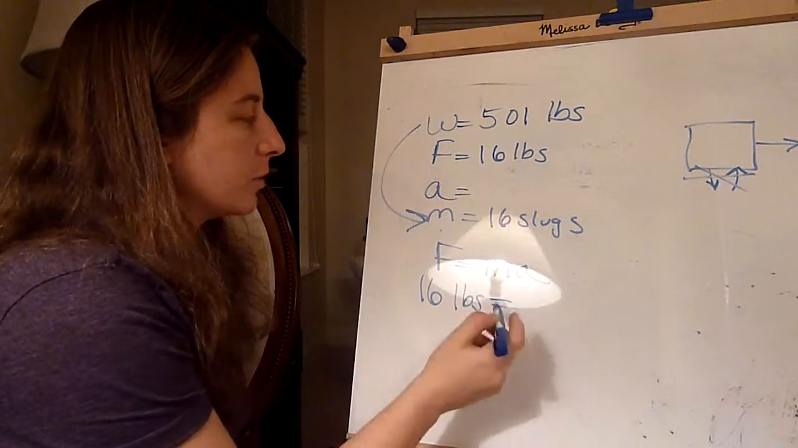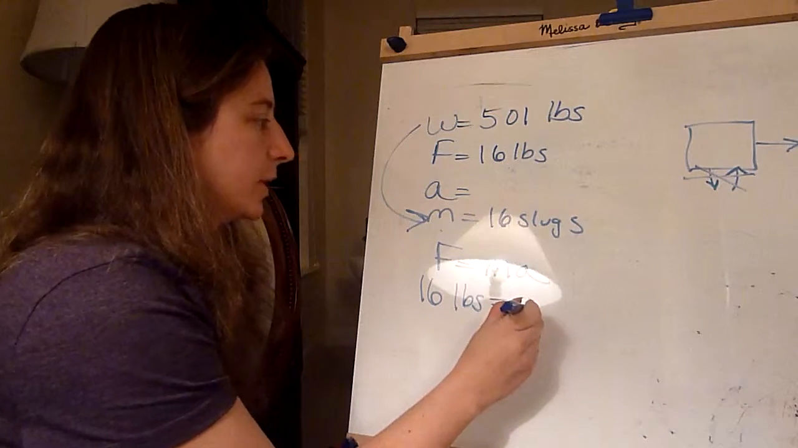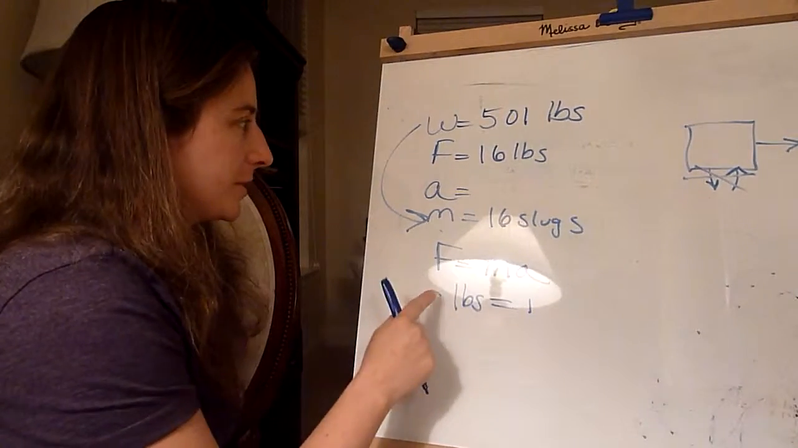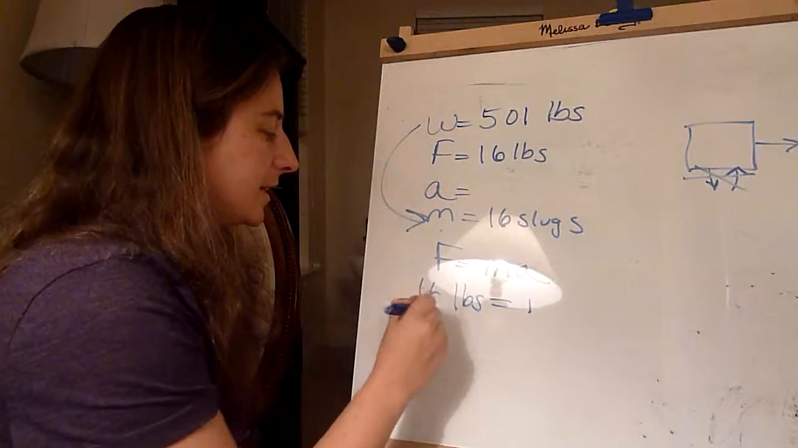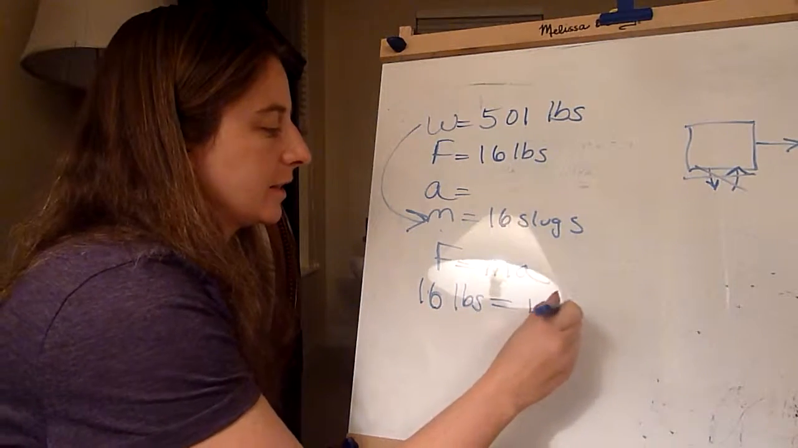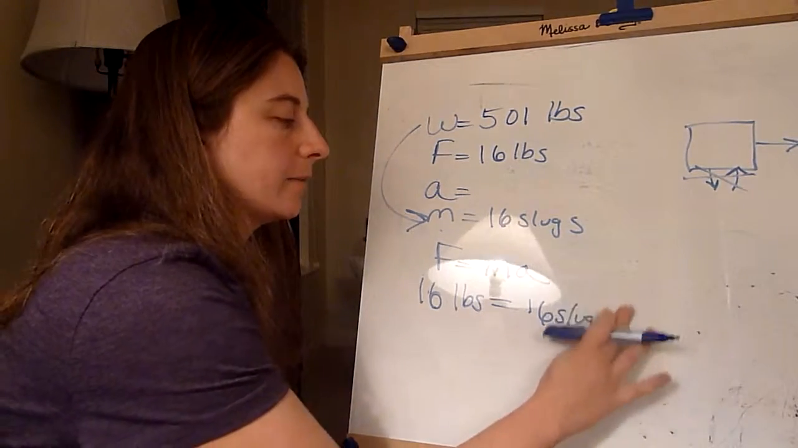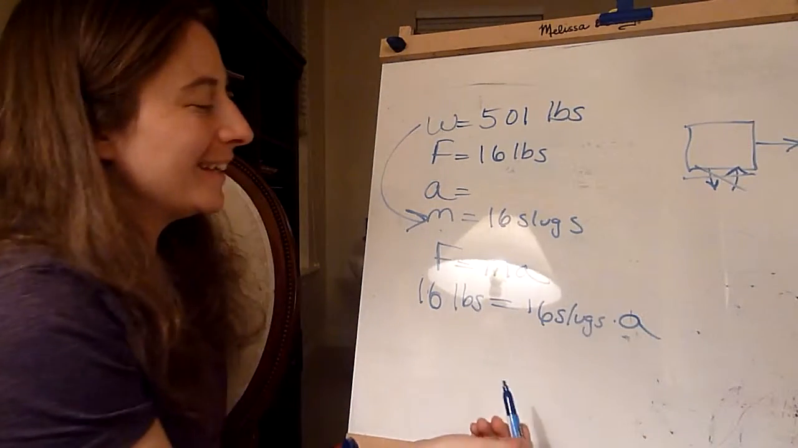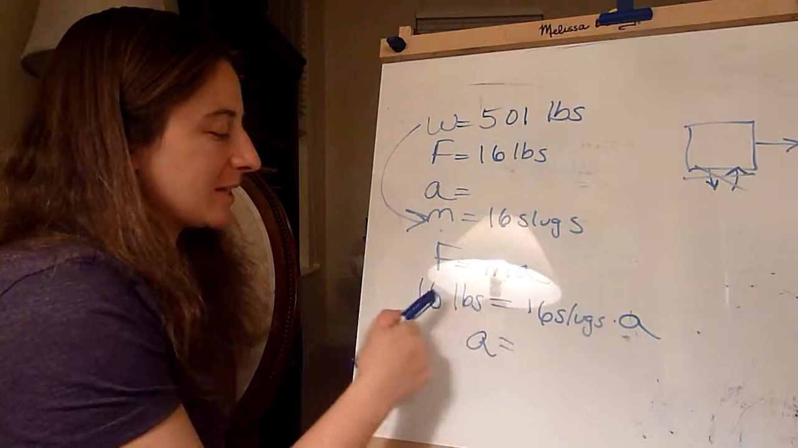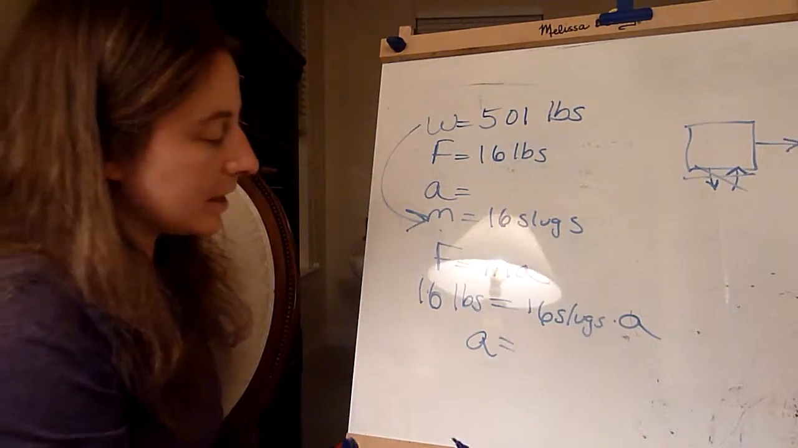So that's equal to mass. Force is 16 pounds, mass is 16 slugs, times acceleration. I can't make an A. You know it's late, right? So my acceleration is going to be 16 pounds divided by 16 slugs.